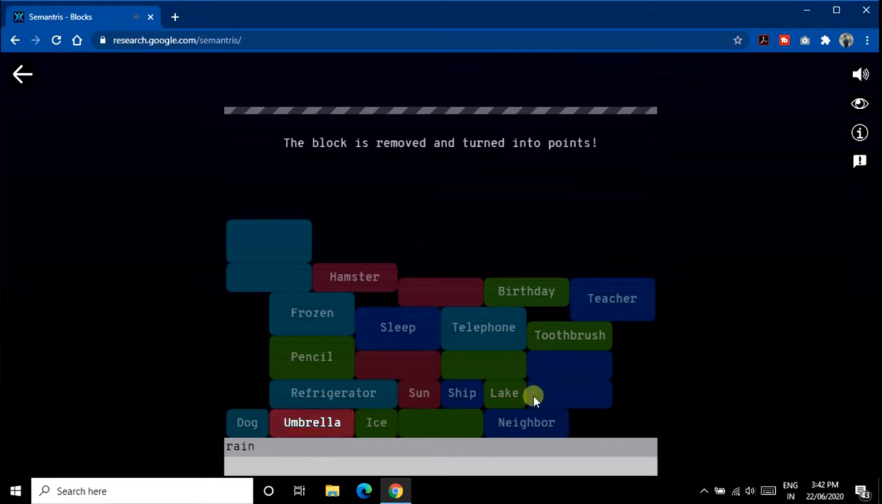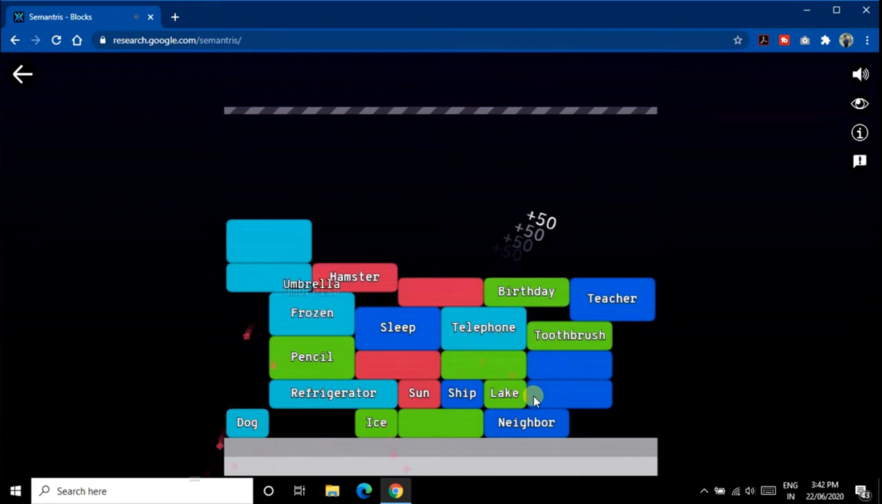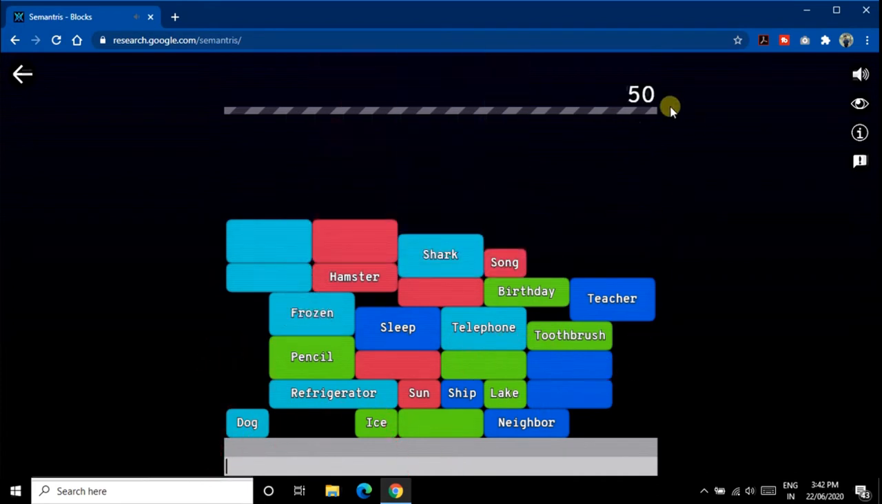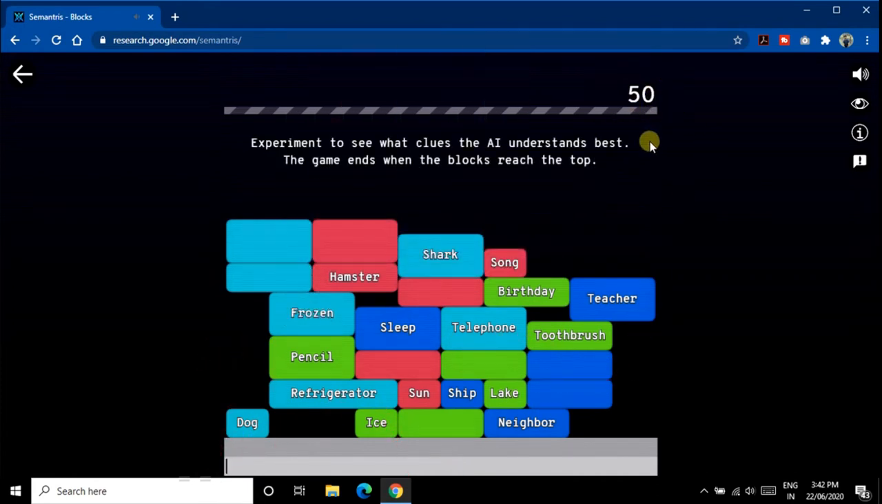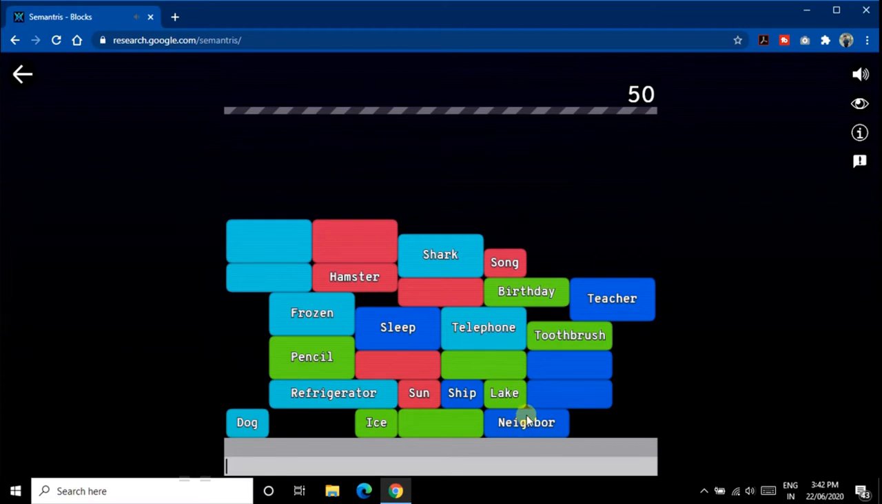And what is it going to do? The block is removed and turned into points. The block named umbrella will be removed and give us 50 points. So this is how you play the game. Whatever you see in the blocks, like telephone, neighbor, you have to look for a word that can be related to those words. Alright, so the fun begins now.